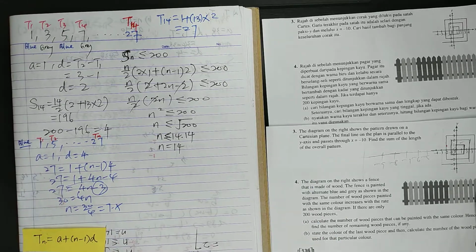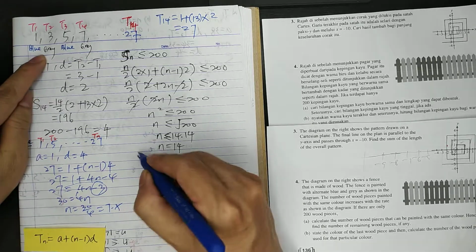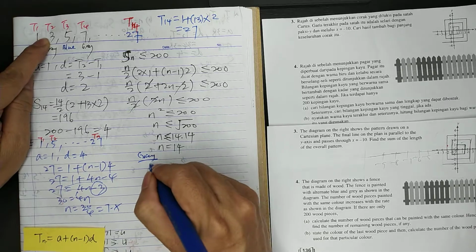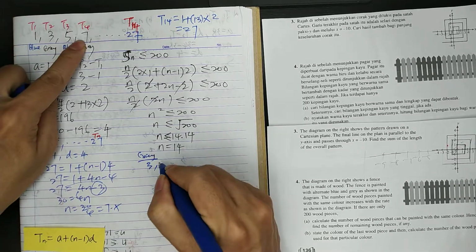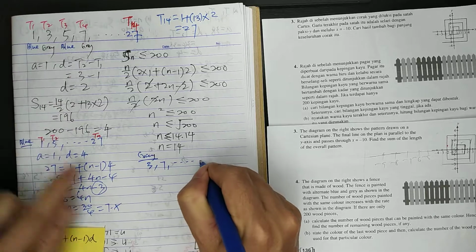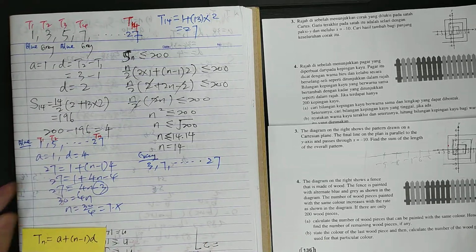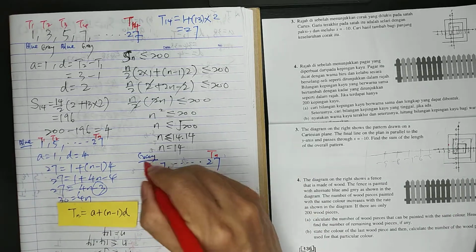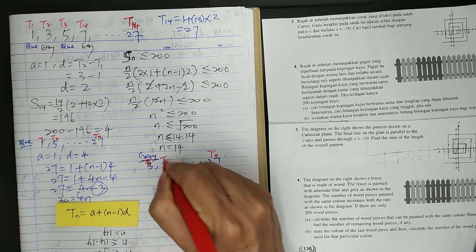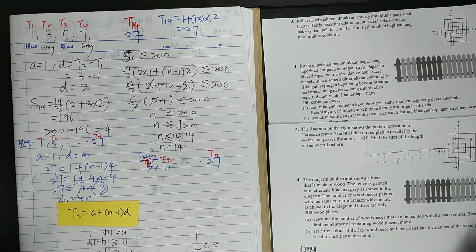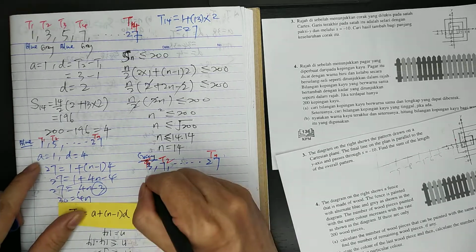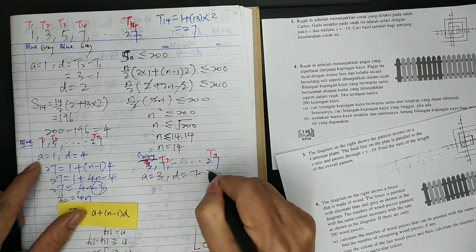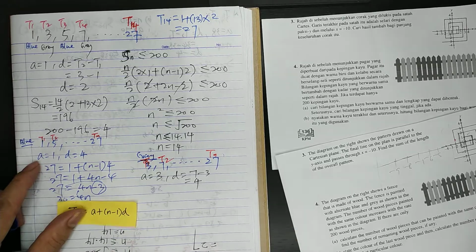So we check the gray color. Kita check gray color. They say this is gray. Gray is 3, the number is 3. The second gray is 7, and I estimate this last is 27. You check the last Tn, this is Tn. Anggap Tn, this is T1, T2. So for this question, A equals 3. D equals 7 minus 3. We get 4.